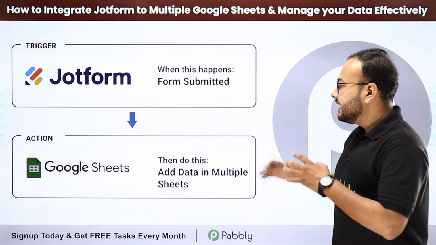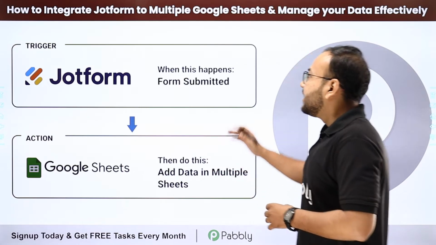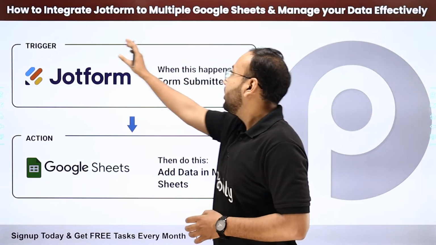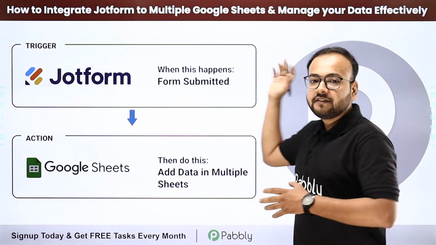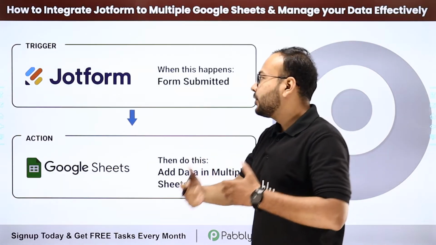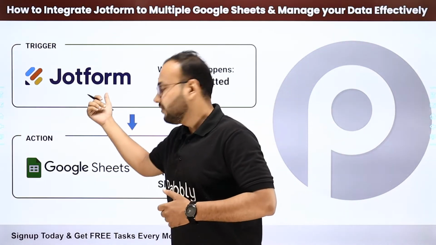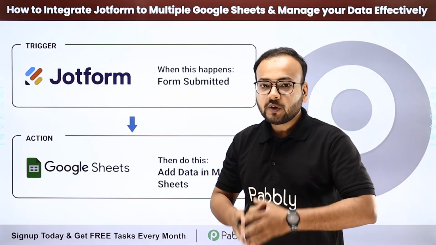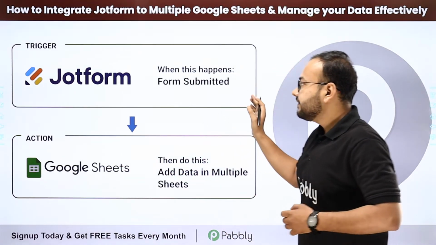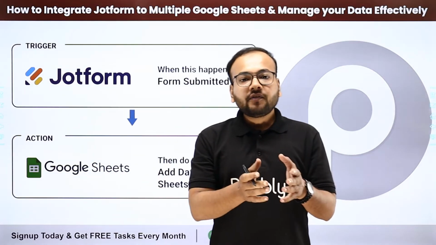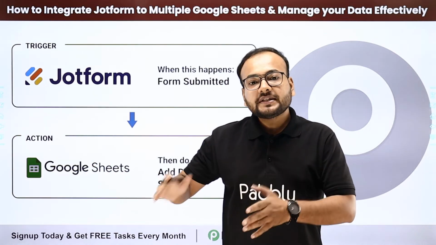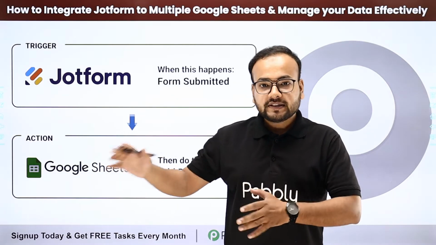So this is a really interesting automation we have. Jotform, integrate Jotform with multiple Google Sheets and manage your data effectively. So guys, here what we are doing, we have connected Jotform with multiple Google Sheets. Okay, so here as and when you receive any form submission, some specific kind of data will be delivered to specific Google Sheets, different specific Google Sheets.